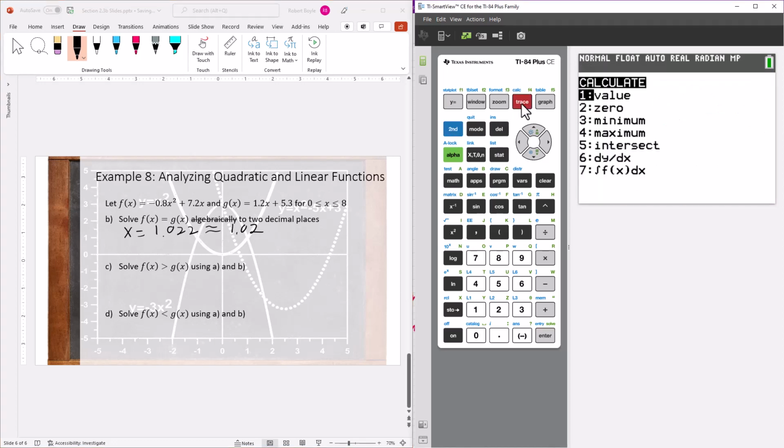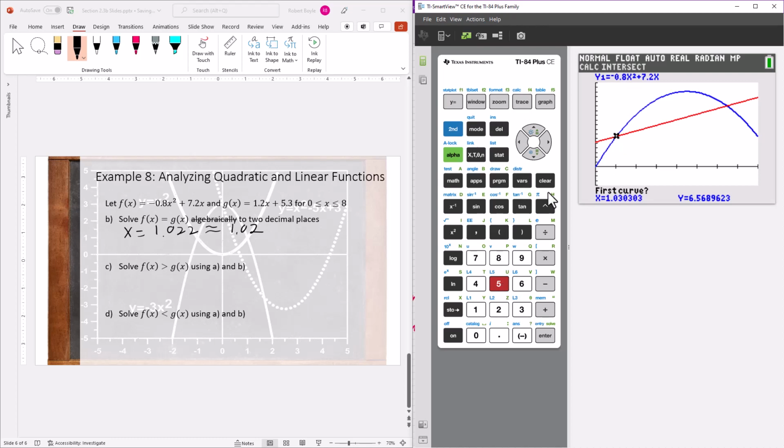Now we need to find the other one doing the exact same thing. Second, calc, 5 for intersect. Okay, it's identified the first curve. There's the blue one. Hit enter. Second curve. There we go. And now our guess needs to be somewhere over here. We basically want to be closer to the other intersection. So we'll just click a little bit. It's actually a lot faster on your calculator than this computer emulation. Okay, that should work. Hit enter.